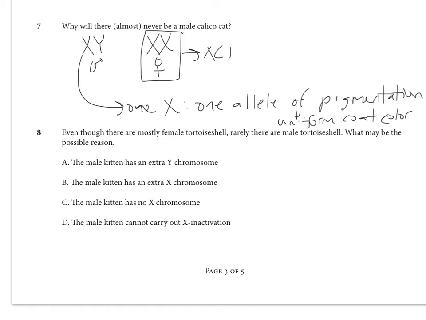So in the case where we did see a male tortoiseshell cat, we might predict that that would be a male because it's got a Y chromosome, and that it's tortoiseshell because it has two X chromosomes. And that would be akin to a human that has Klinefelter syndrome, two X's and a Y.